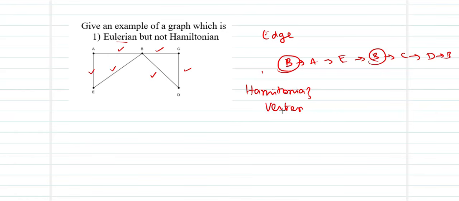So does it mean that we can cross the graph without moving to B twice? No, that's not possible. And hence this graph doesn't contain a Hamiltonian circuit, and so you cannot call this graph a Hamiltonian graph. So this is an example of a graph which is Eulerian but is not Hamiltonian.